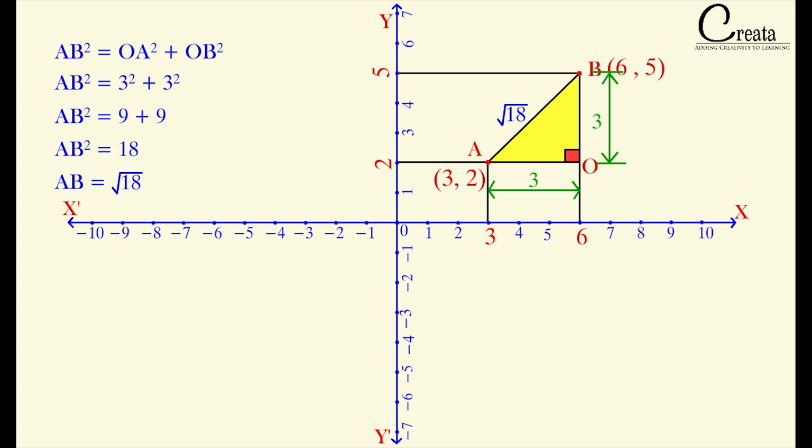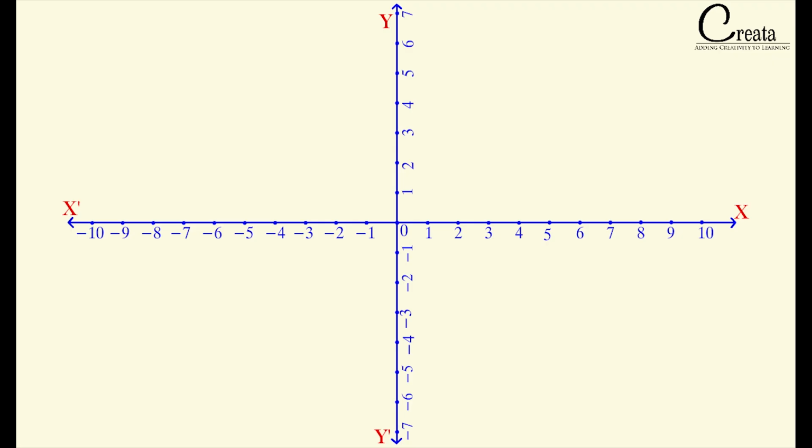So we understood that if we have to calculate the distance between any two points in the coordinate system, then we can form a right angle triangle and apply the Pythagoras theorem to find the distance between the two points. This is a strategy, or the fundamental, that we can use to find the distance between any two points. Let's take one more example.